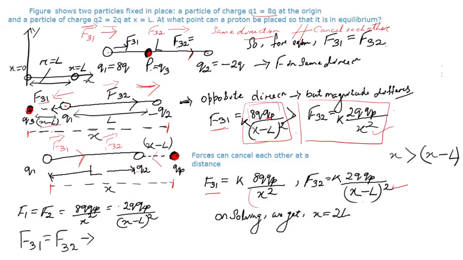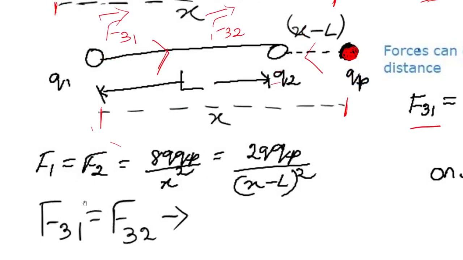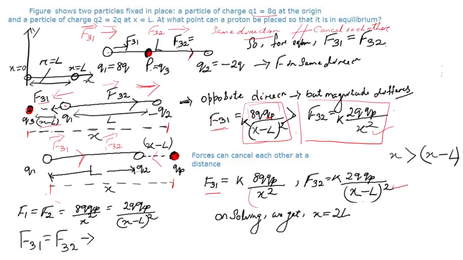So we have to solve this problem by considering the magnitudes of F31 and F32, and the equilibrium condition, that means F31 equal to F32. On solving this, we get x is equal to 2L. That means when the proton is placed at a distance x equal to 2L from the charge q1, the proton can be in equilibrium. The proton is in the equilibrium condition considering these two charge configurations.